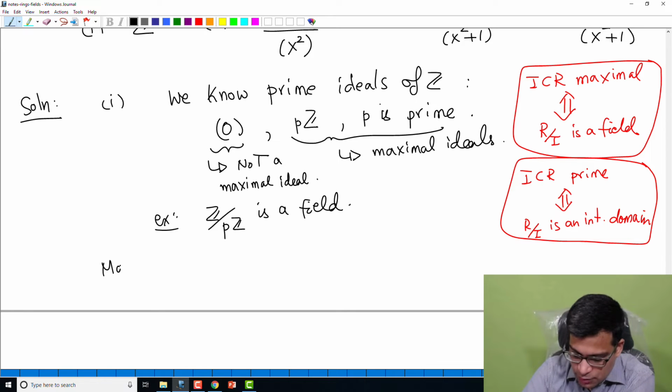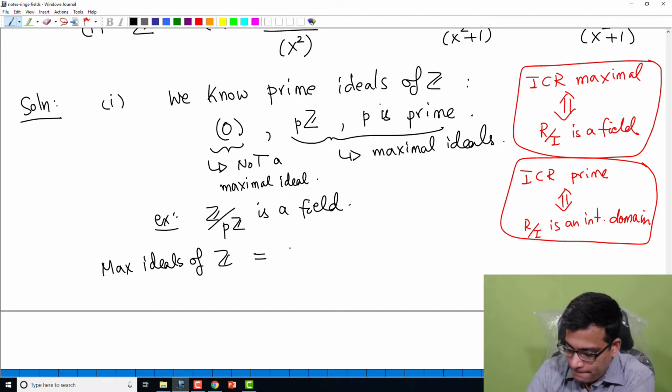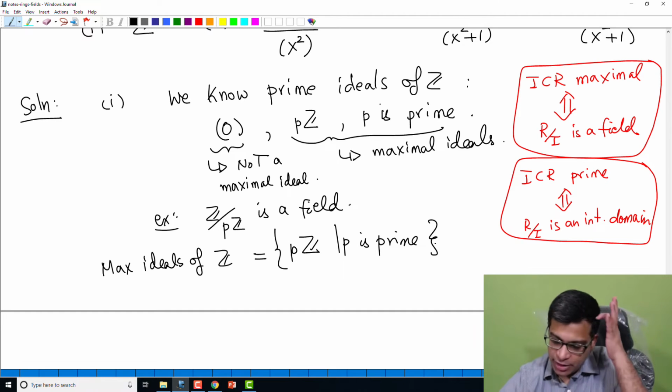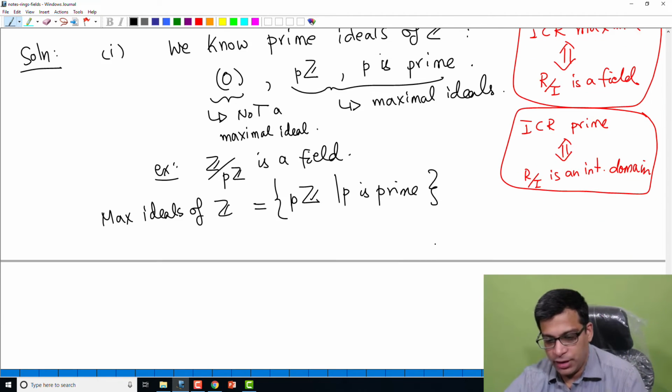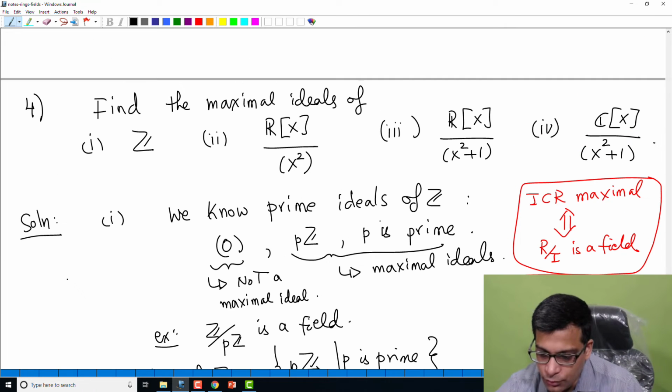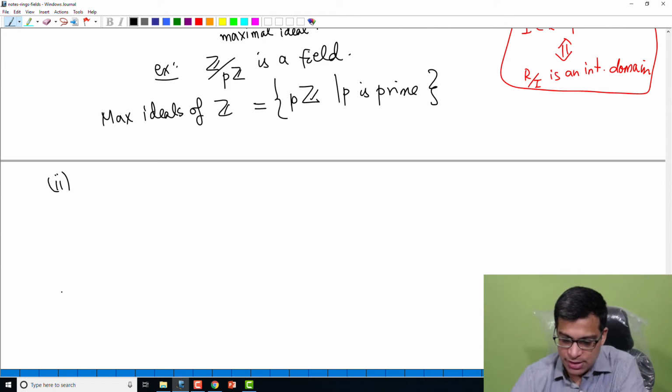The maximal ideals of Z are pZ where p is prime. So any ideal generated by a prime number is a maximal ideal. So now let's look at the second one. So look at R[x] mod x squared.